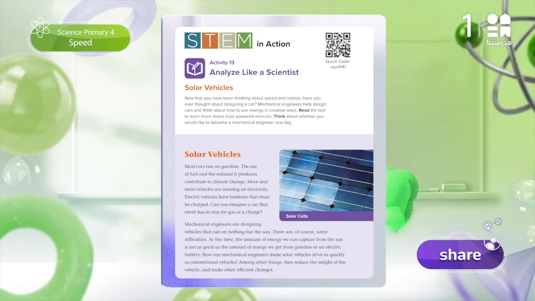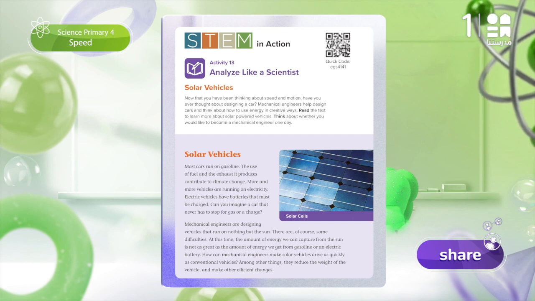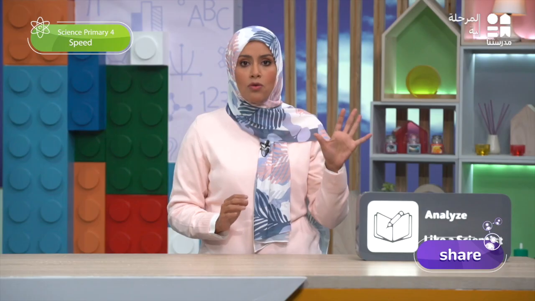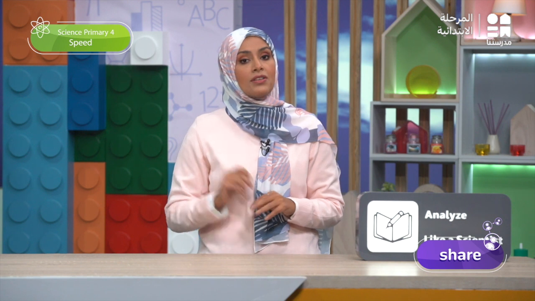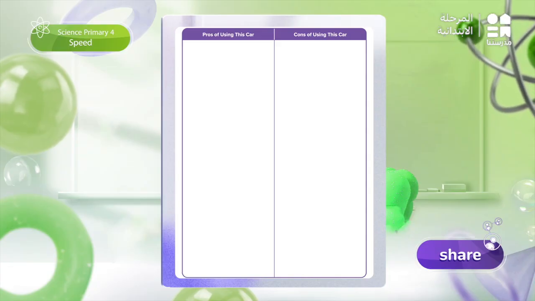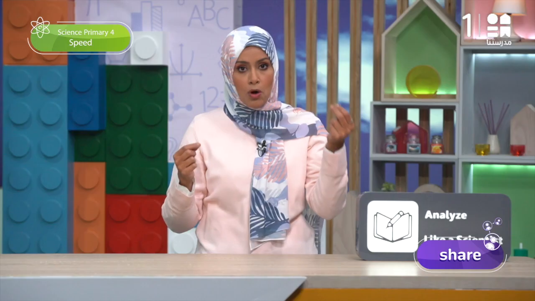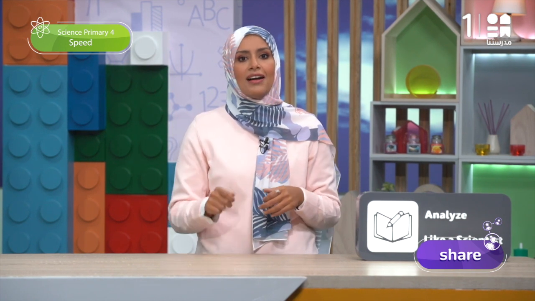Let's read the text in page 209 about solar-powered cars that will help us to answer these questions. While reading, you should identify the pros and cons, مميزات وعيوب, of using such cars and record them on page 210. You will find T-shaped table, so you should list the advantages, the pros, in the left side and the disadvantages, the cons, in the right side.